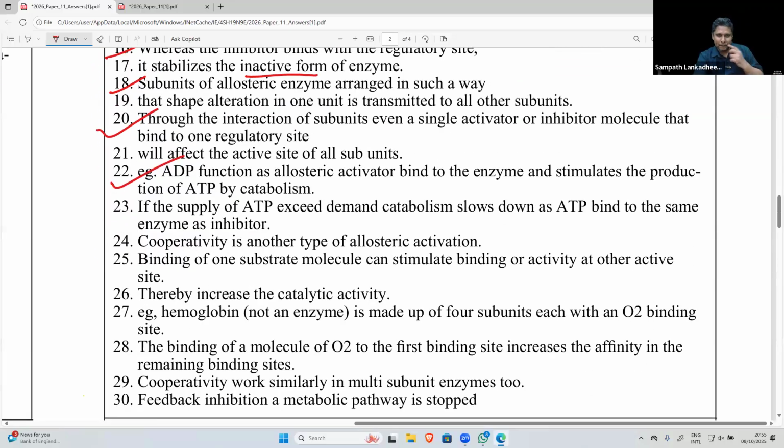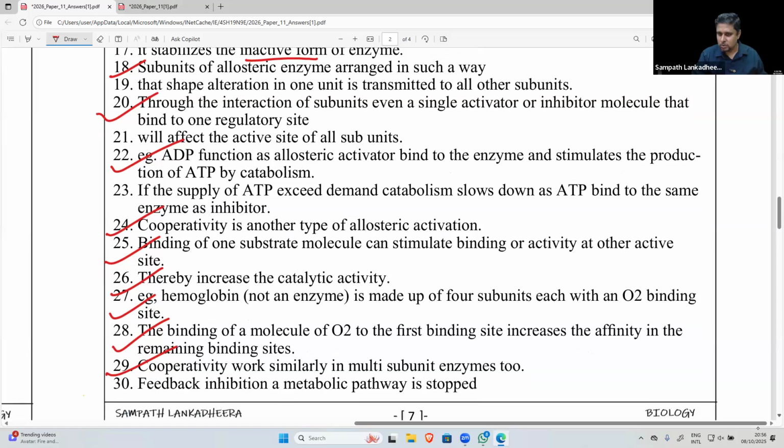And right, cooperativity, the second one, another allosteric activation. Binding of one substrate molecule can stimulate binding or activity at the other sites. So the substrate binding to the active site acts as an allosteric activator for the other sites, thereby increasing catalytic activity. Example, hemoglobin is made up of 4 subunits. The binding of a molecule of oxygen to the first subunit increases the affinity of the remaining. Cooperativity works similarly in multi-subunit enzymes too.